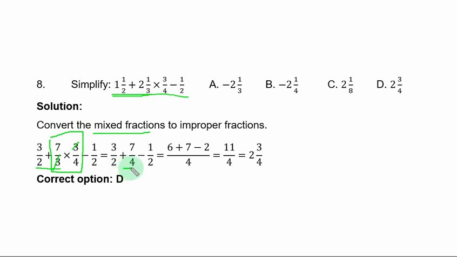You can combine the last 2 operations together, that is addition and subtraction. You find the LCM to be 4. You divide 4 by 2, you have 2. 2 times 3 is 6. Divide 4 by this 4, you have 1. 1 times 7 is 7. Divide 4 by 2, you have 2. 2 times 1 is 2. You have plus, minus there. If you add and subtract, you have 11 over 4. To mixed fraction, you have 2 whole number 3 over 4. D is the correct option.